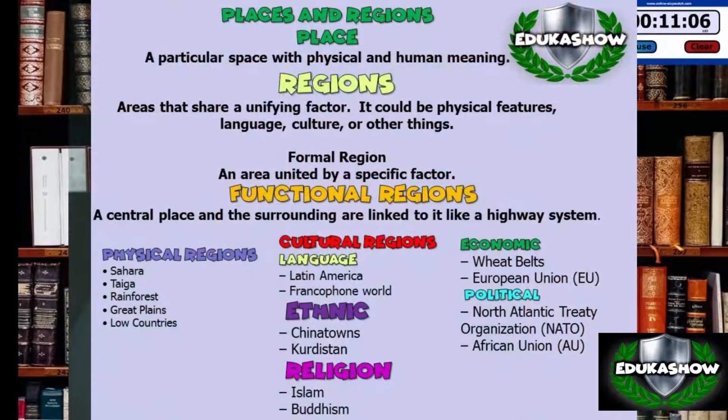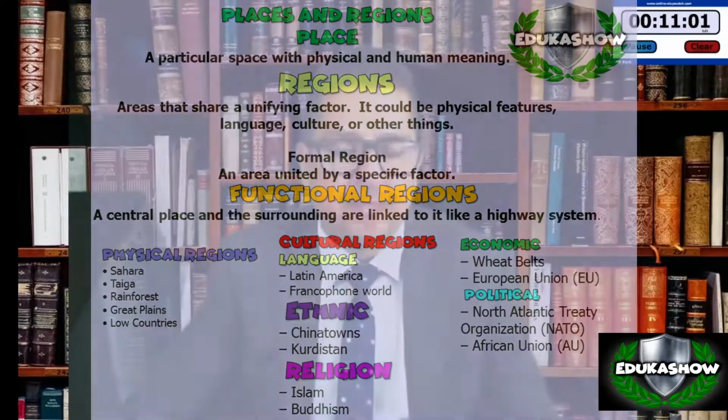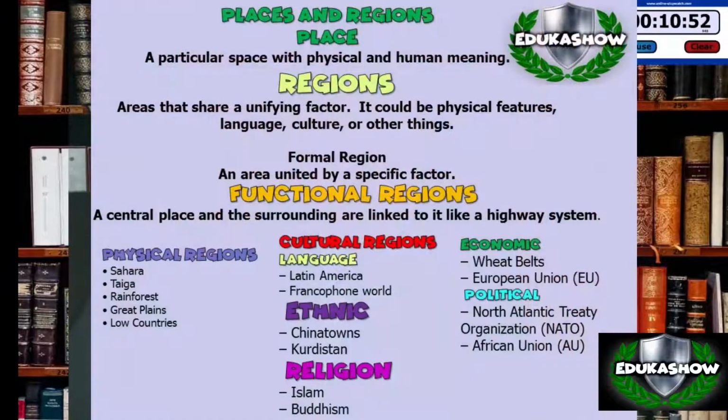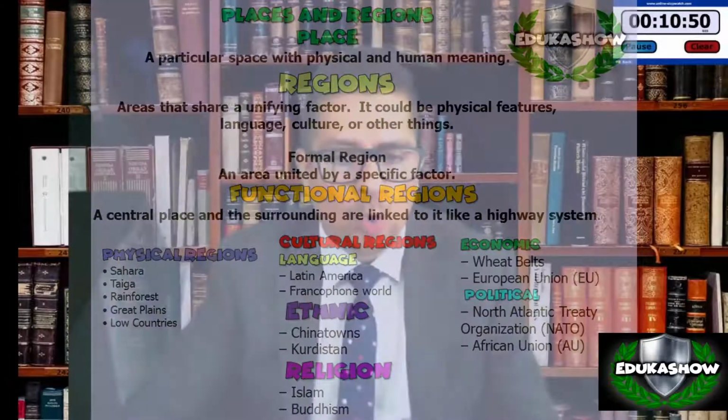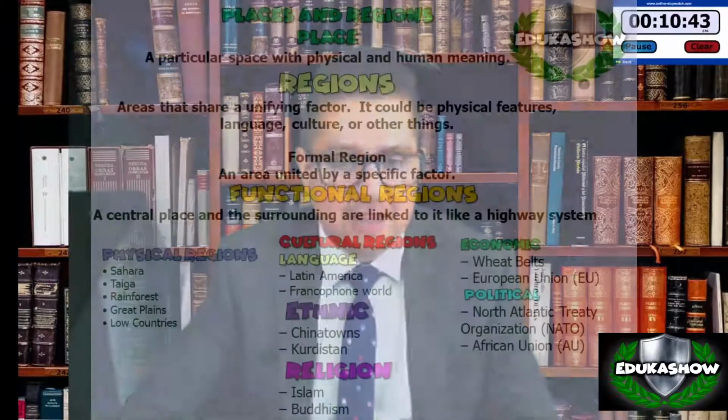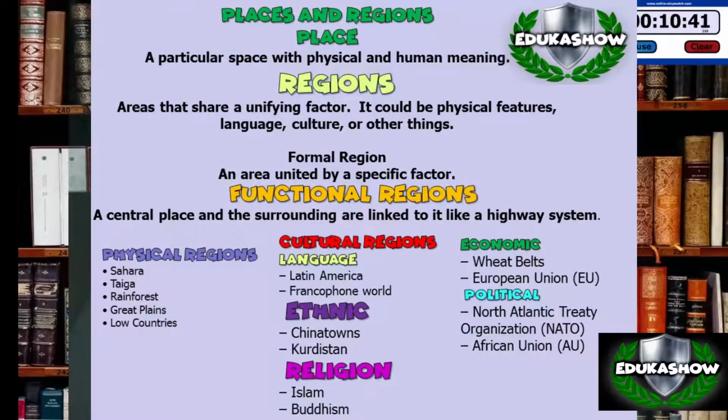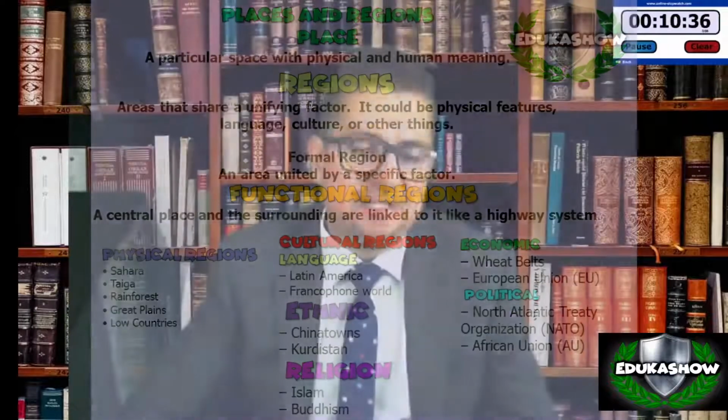Next, slide number 26, we saw places and regions. Place, of course, if you guys remember, is a particular space with physical and human meaning. Regions are areas that share a unifying factor. It could be physical features, language, culture, or other things. A formal region is an area united by a specific factor. Functional regions are a central place and the surrounding areas linked to it, like a highway system.